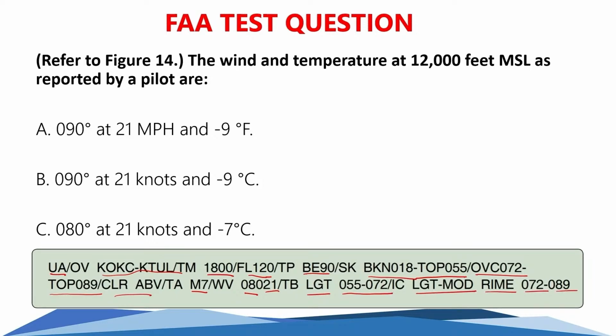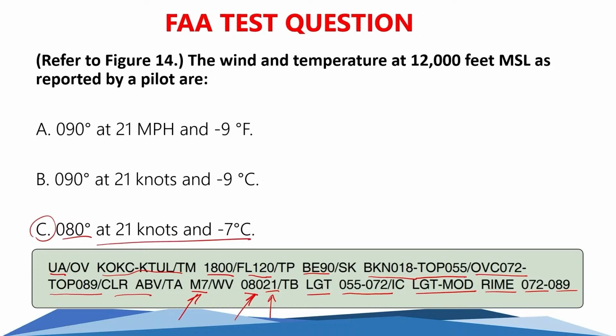So very simply, the wind and temperature at 12,000 feet, when we look at this, is just like what the majority of the class said here. It's going to be 080, which is found right there, at 21 knots, which is there. And we've got -7. So C is the most appropriate answer. Okay. All right, great job, everyone.